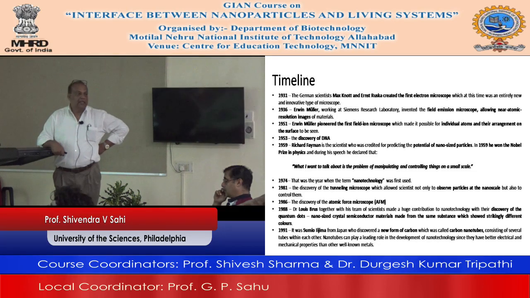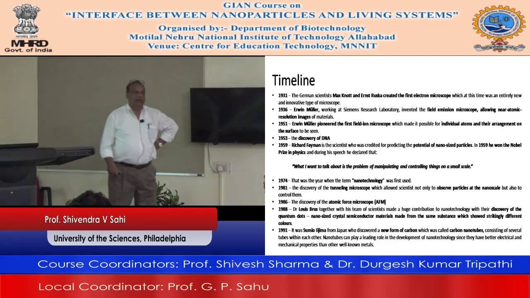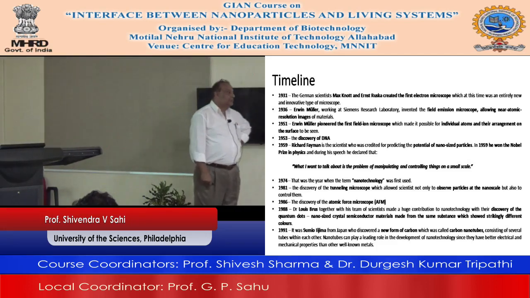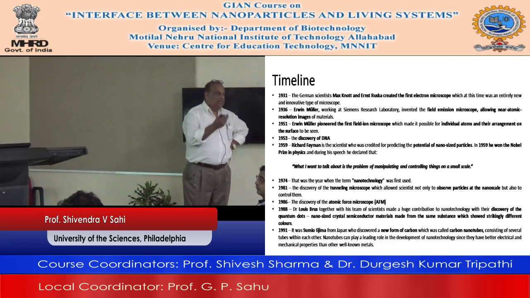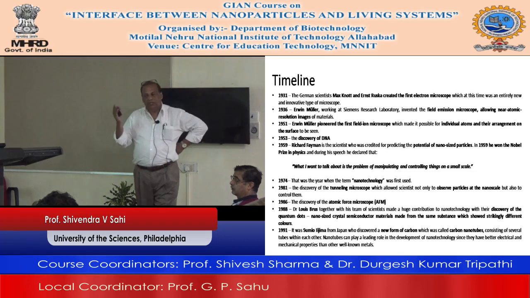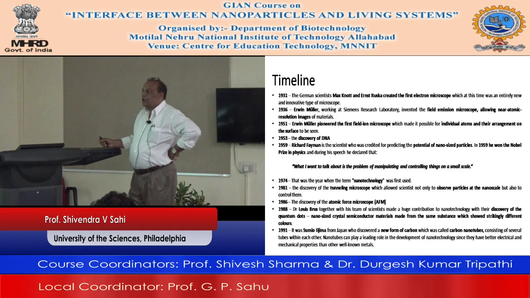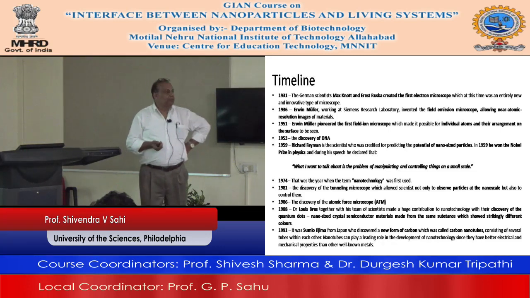In 1988, quantum dots were discovered. Quantum dots are nano-sized crystal semiconductor material made from the same substance, which show strikingly different colors. If you study nanotechnology, a lot of articles come up on quantum dots. In 1991, the carbon nanotubes were developed.